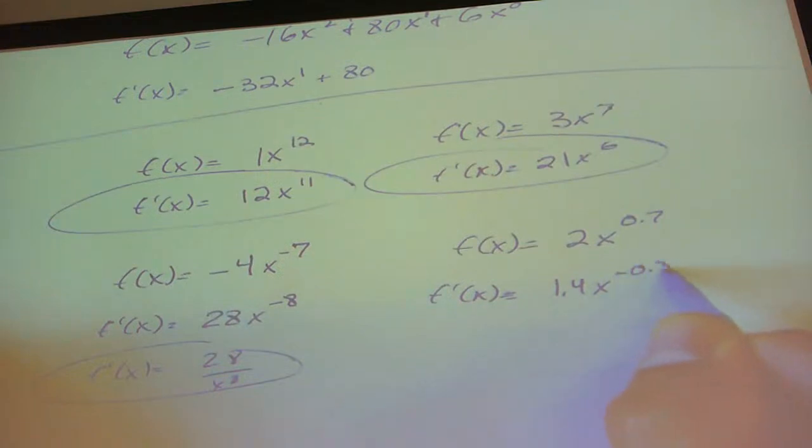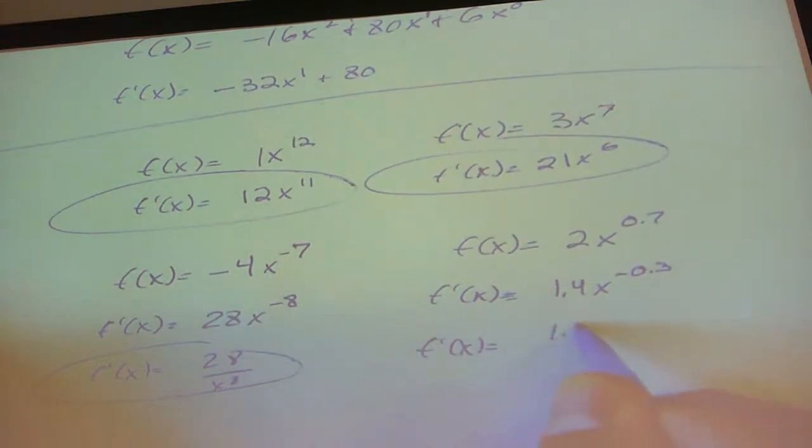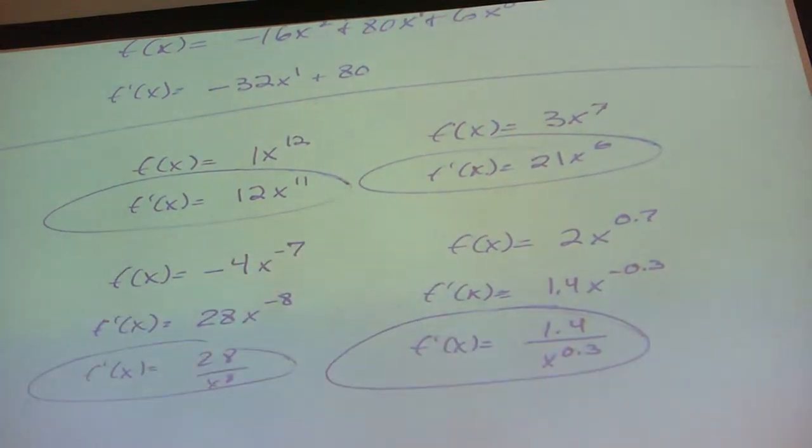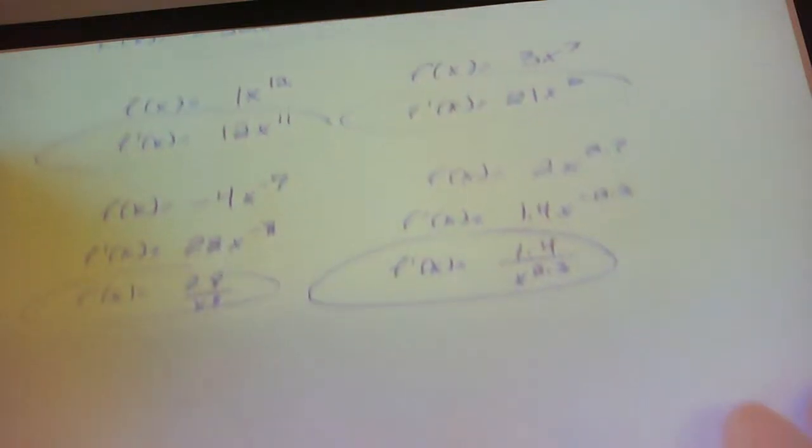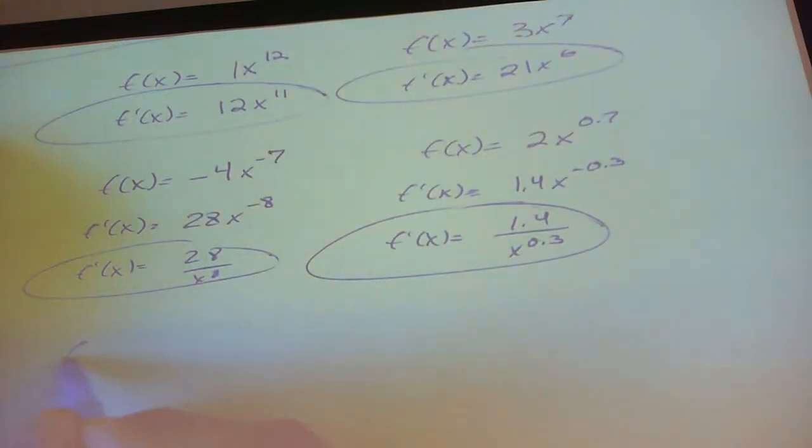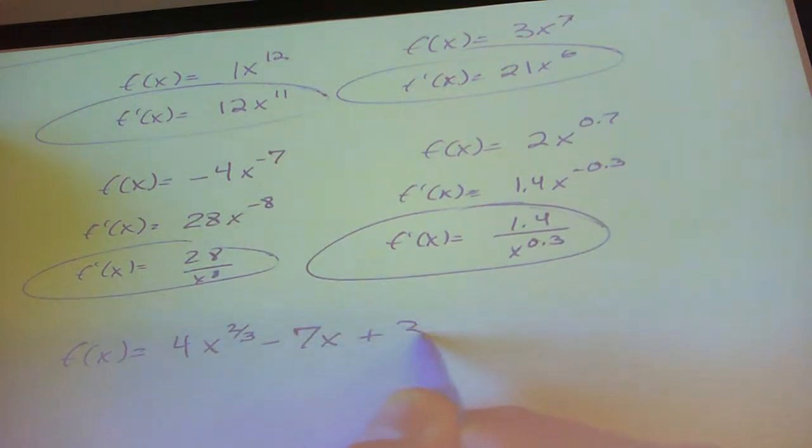Negative 0.3. Thank you. And then again, I like to write negative exponents as positive by bringing them down. Okay? So it doesn't matter if it's a negative, doesn't matter if it's a decimal, doesn't matter if it's a fraction. Okay? I'm going to do one more, well, a couple more, then we'll jump to the notes. What if I had 4x to the 2/3 minus 7x plus 3?